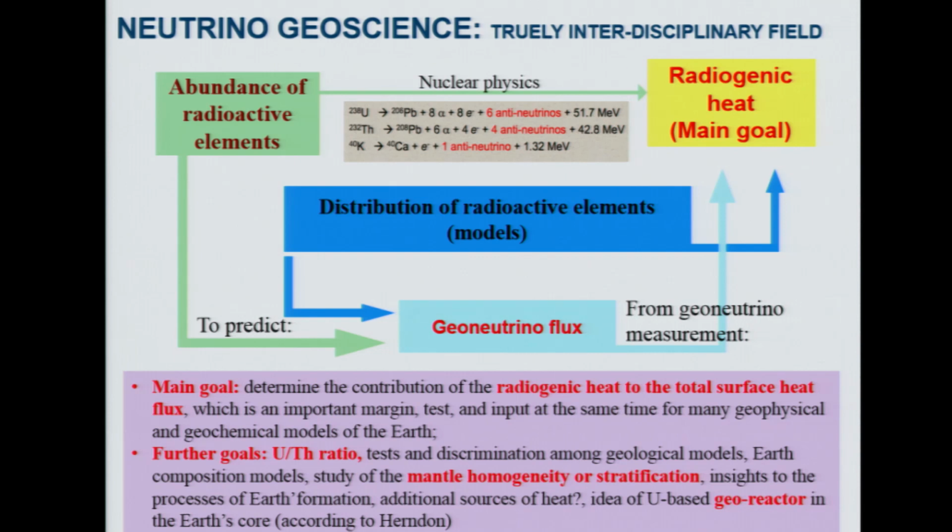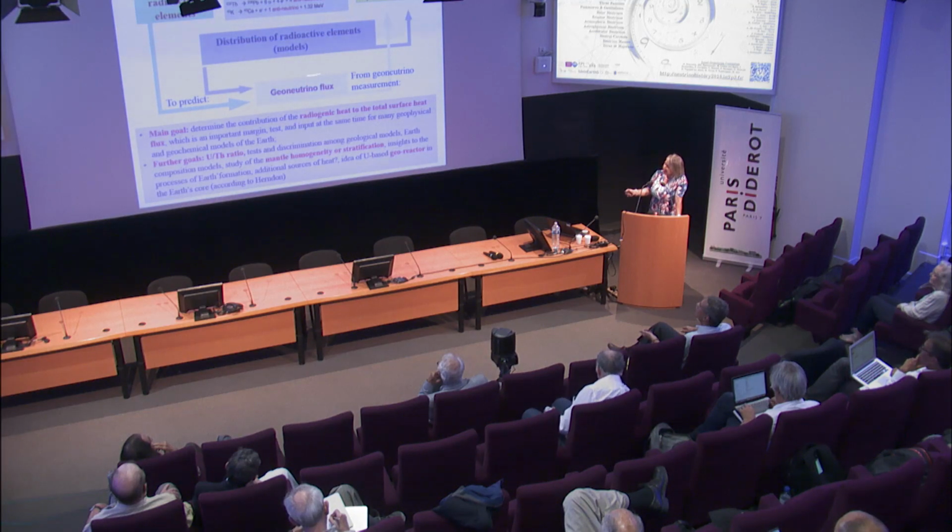So neutrino geoscience is a truly interdisciplinary field. As I said, the main goal is the determination of the radiogenic heat, which is strictly connected, just through nuclear physics, let's say, with the abundances of the radioactive elements. But it is exactly the distribution of the radioactive elements inside the Earth which is making this field interdisciplinary, because both the prediction of the geoneutrino flux as well as the interpretation of the measurements in order to come to the main goal make things really complicated.